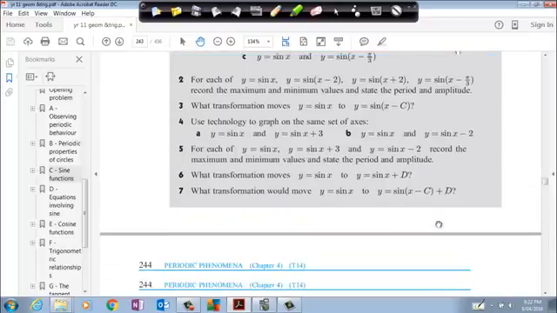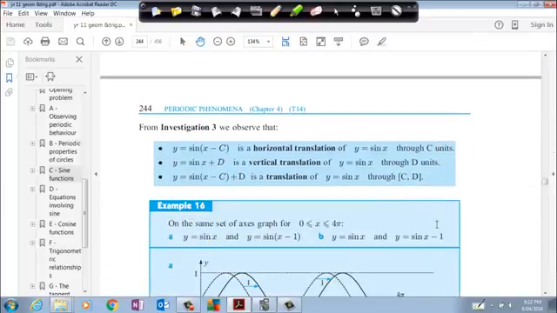And this is their summary. So we can say that in general, x take c is a horizontal translation. That means movement, moving it horizontally, c units. X plus d is a vertical translation that moves it up and down through d units. Notice this has a minus in it, that has a plus in it, and this is plus plus.